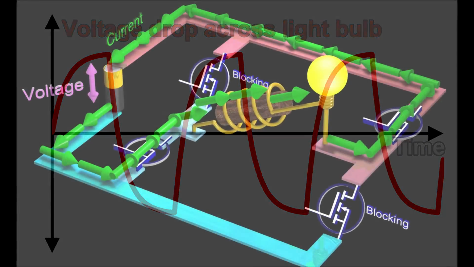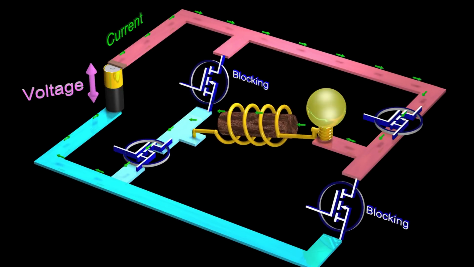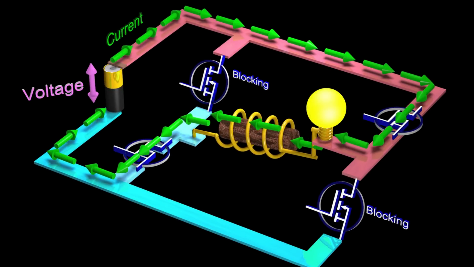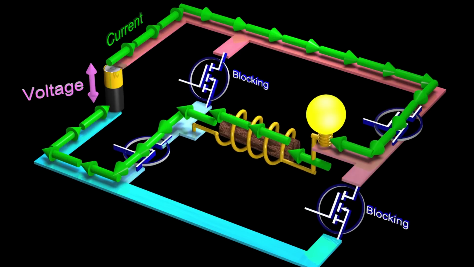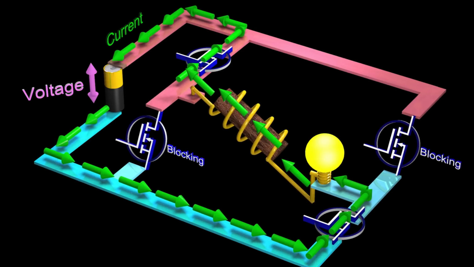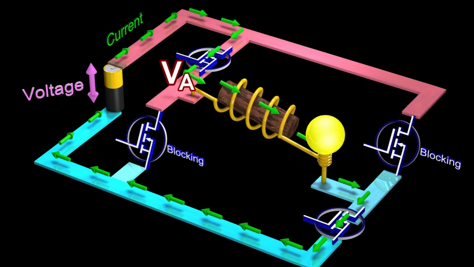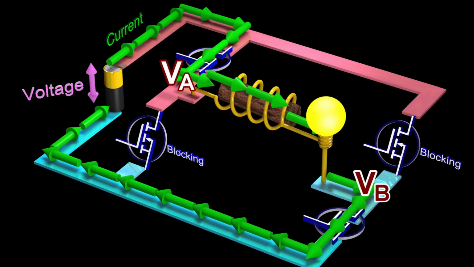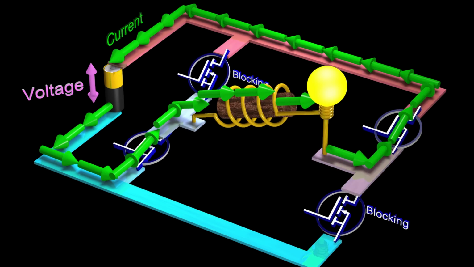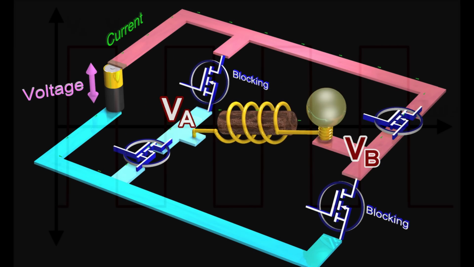Suppose we want to make these voltage and current waveforms look more like ideal sine waves. We can do this by changing how we switch the transistors. Let us define the voltage on the left as VA, and define the voltage on the right as VB. So far, the difference between VA and VB as a function of time has looked like this.